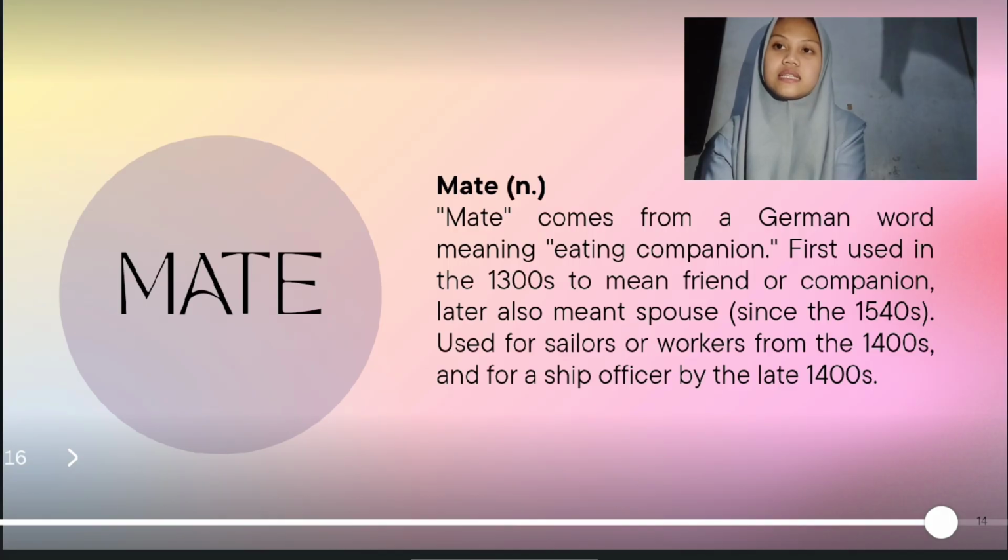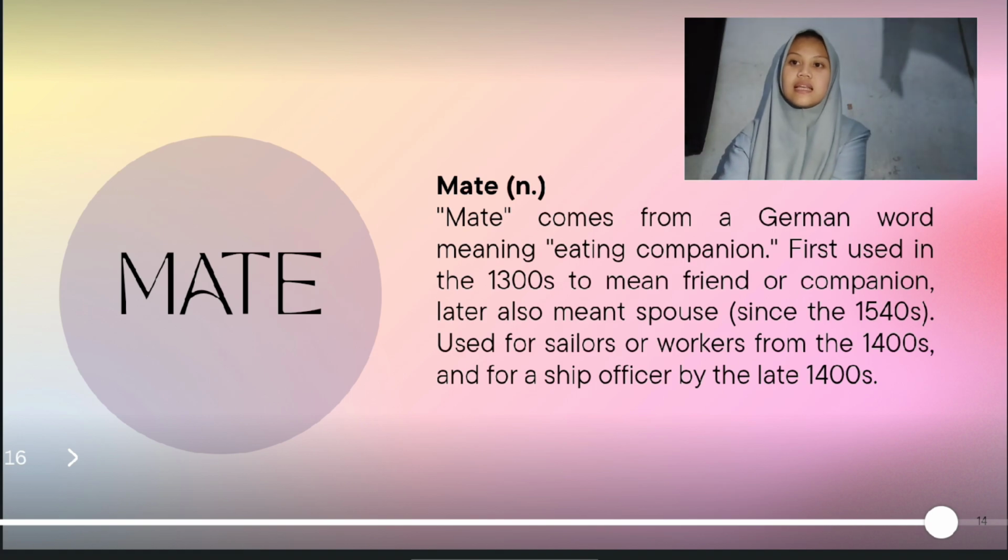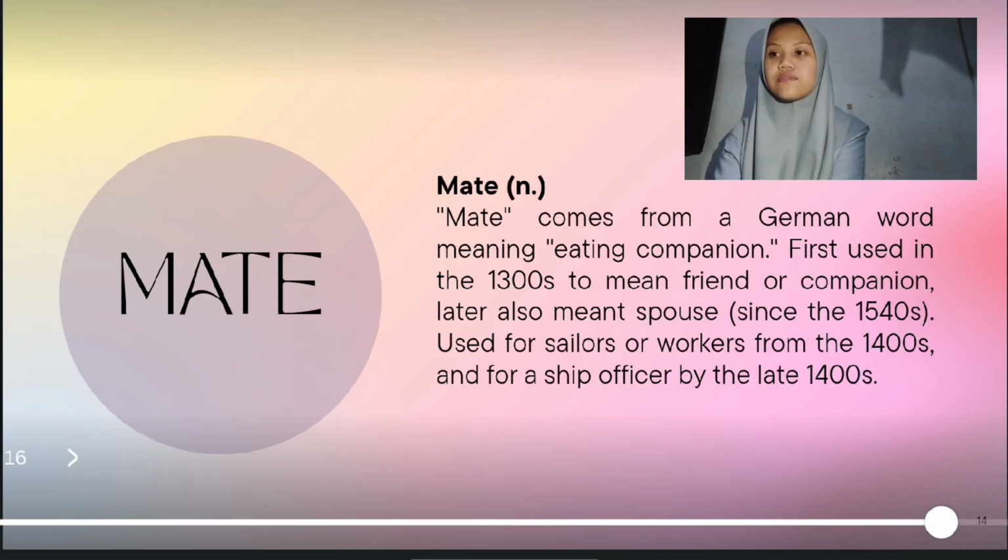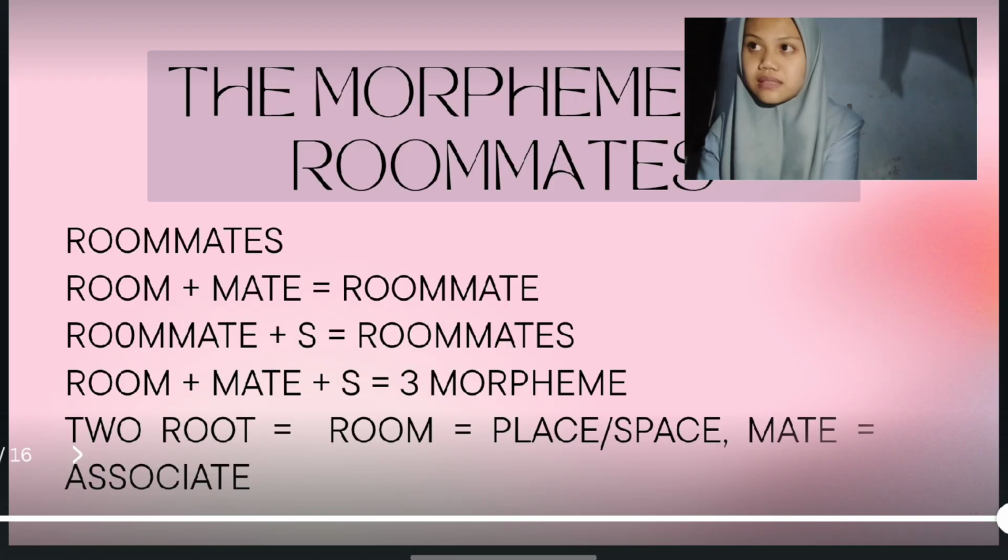The second is mate. It is a noun, comes from a German word meaning eating companion, first used in the 1300s to mean friend or companion. Later it also means spouse since the 1540s, used for sailors or workers from the 1400s, and for a ship officer by the late 1400s.